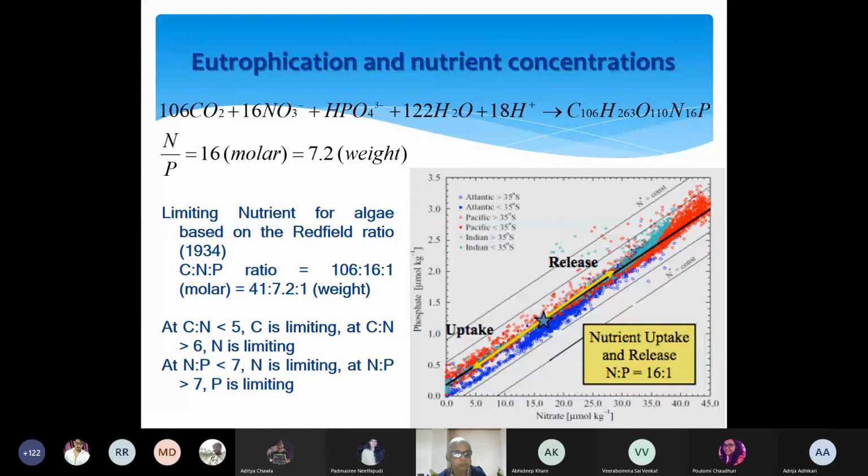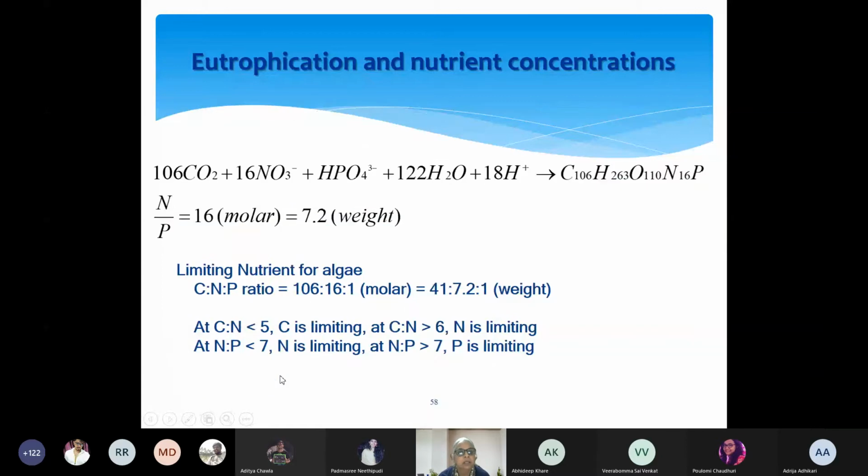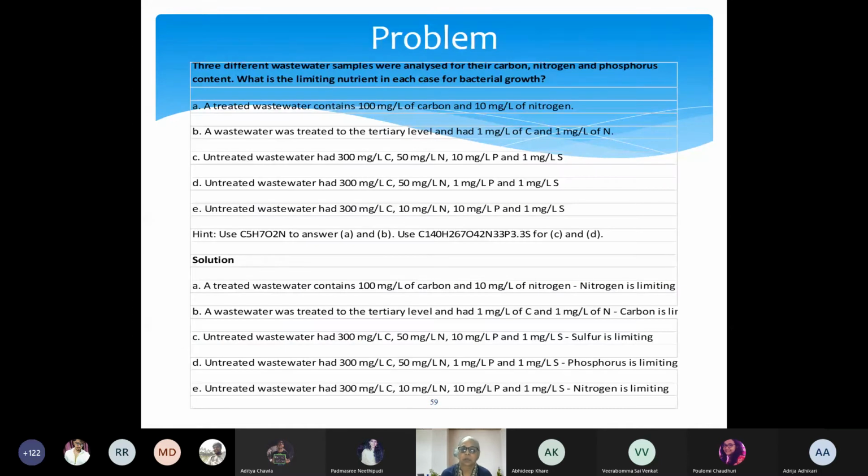That is the maximum. At N is to P less than 7, nitrogen is limiting. At N is to P greater than 7, phosphorus is limiting. I think I have said everything over here. Yeah, okay.